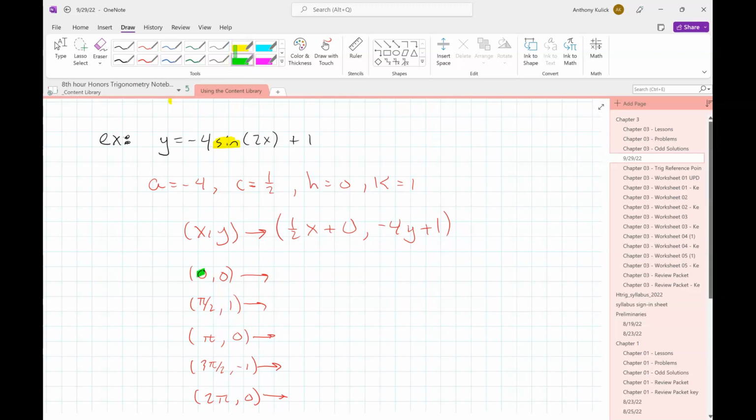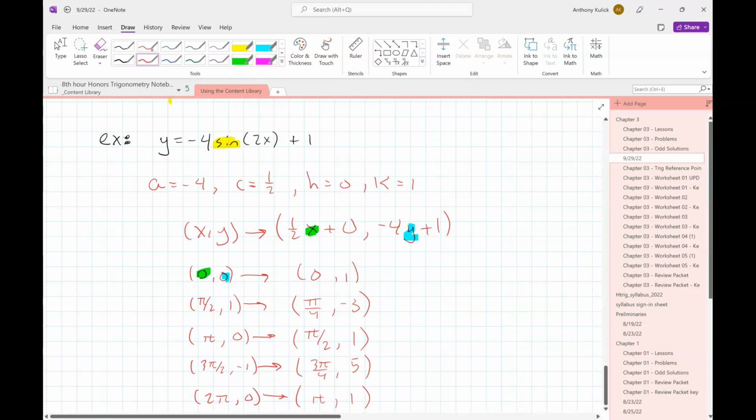All right, so what am I doing? I'm just plugging 0 in for x, and then plugging the 0 in for y. Everybody's cool? And I'm just going to continue grinding my way through doing that same thing. So it's these points that I'm going to be plotting.